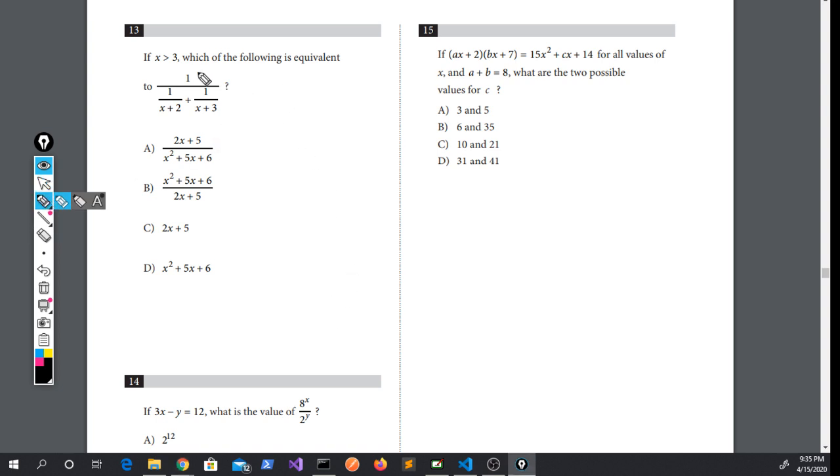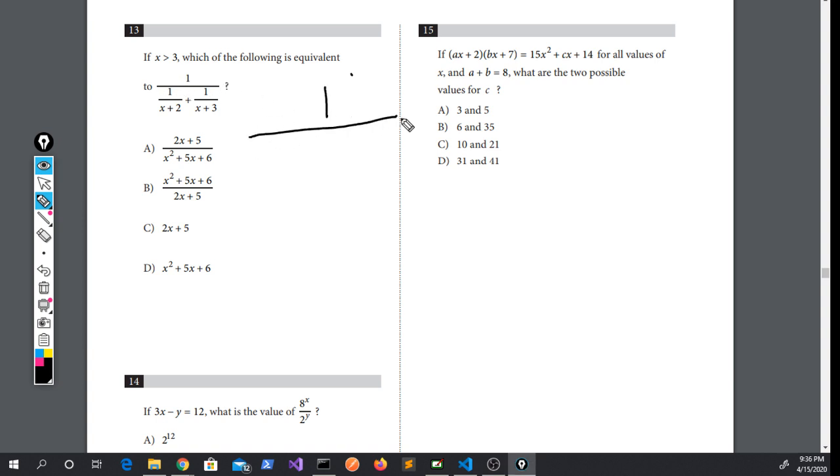Read the last sentence. Which of the following is equivalent? That doesn't make sense, right, to this. This is not one of the answer choices, all right? Okay, let's do this. How do we do this? Okay, divide and conquer.